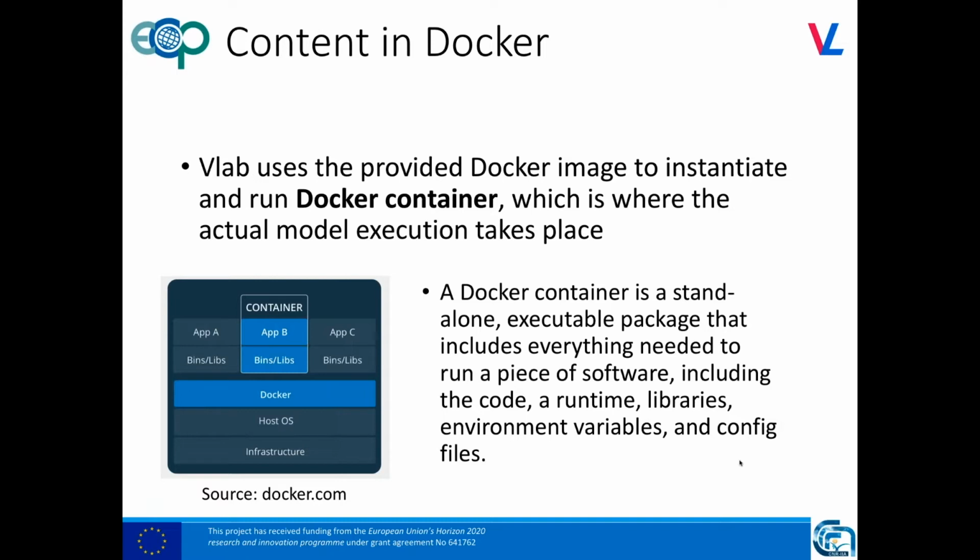So a Docker image is used to instantiate and run Docker containers, which is where the actual execution of the model takes place. A Docker container, as we see here, is a standalone and executable package which the Docker software can run, and it contains all that we have seen in the previous slide: libraries, binaries, and so on.